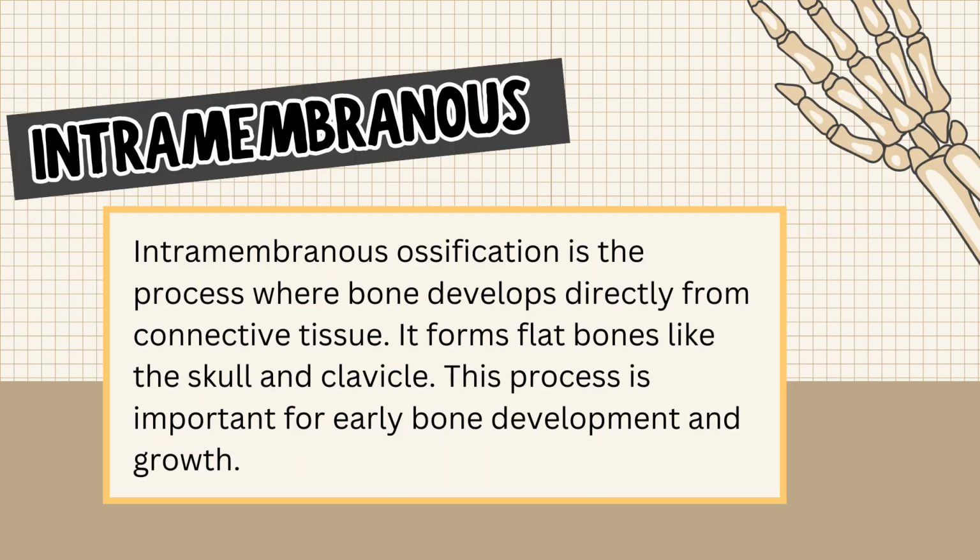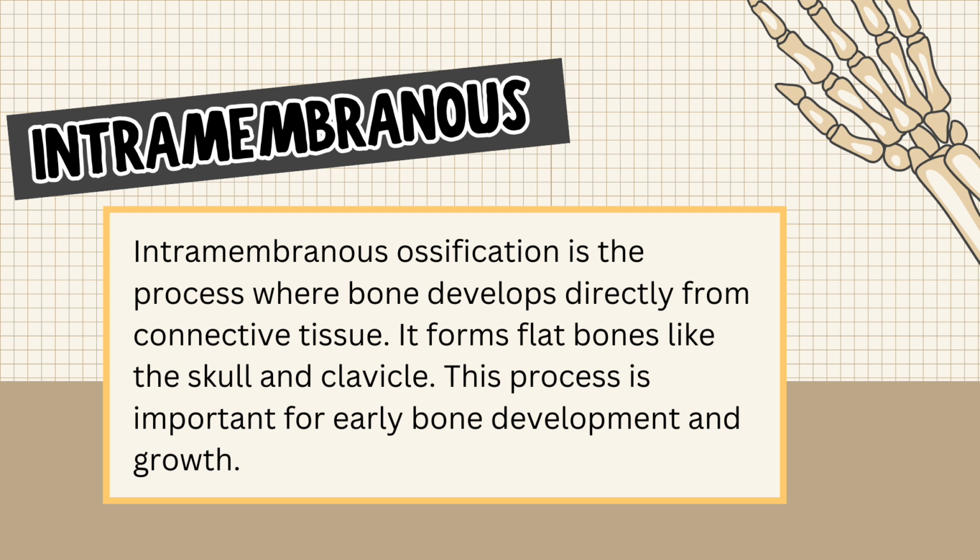Let's start with the first type, intramembranous ossification. The word intramembranous basically means within a membrane, so in the process, bone forms directly from connective tissue, no cartilage involved. This process is responsible for forming our flat bones, like the skull and the clavicle or collarbone. It's especially important during early development when a baby's bones are first forming in the womb.